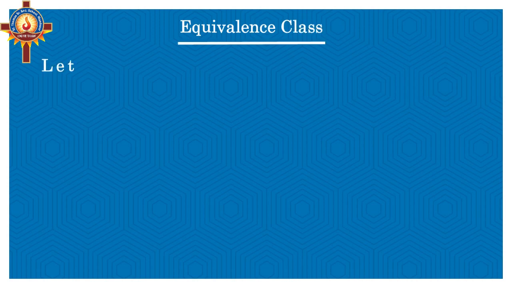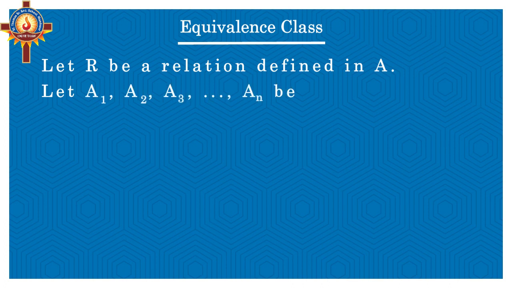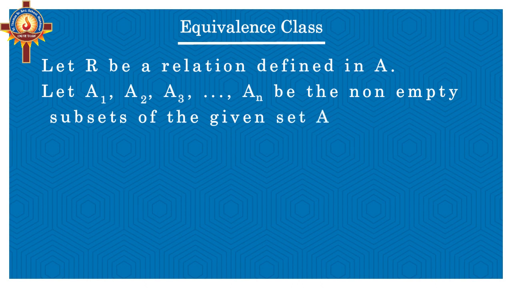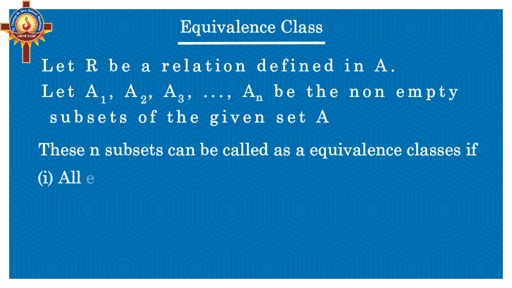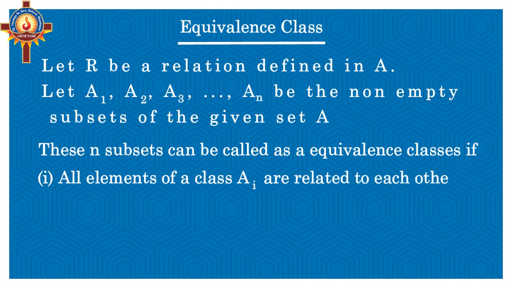Now let's see the definition of equivalence class. Let A1, A2, A3, etc., An be the n non-empty subsets of the given set A. So these subsets can be called the equivalence classes with respect to a relation R if they satisfy these conditions. The first condition is all the elements of Ai are related to each other.